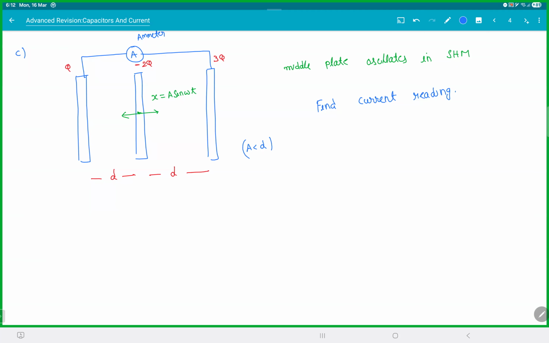So we have three parallel plates. Initial charges are q, minus 2q, 3q, and you have connected an ammeter there. And this guy starts oscillating. Find the reading of the ammeter.